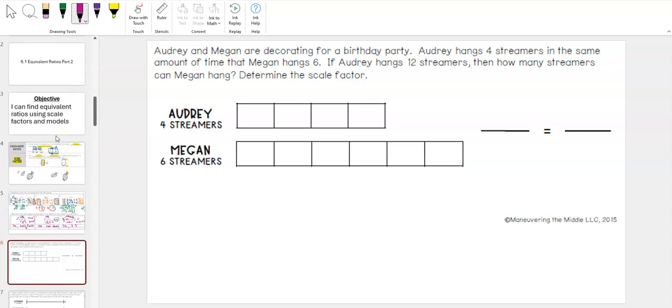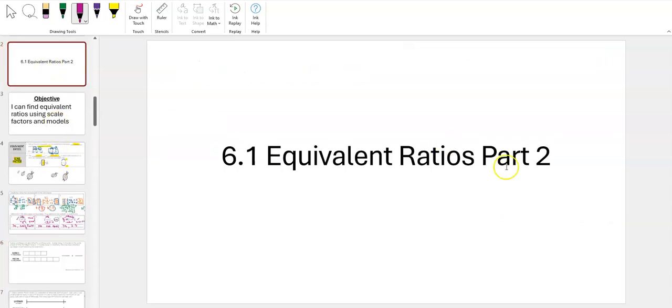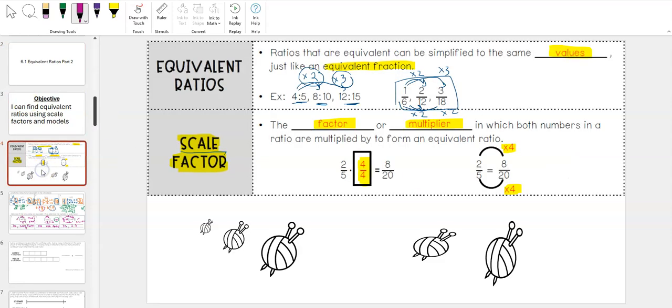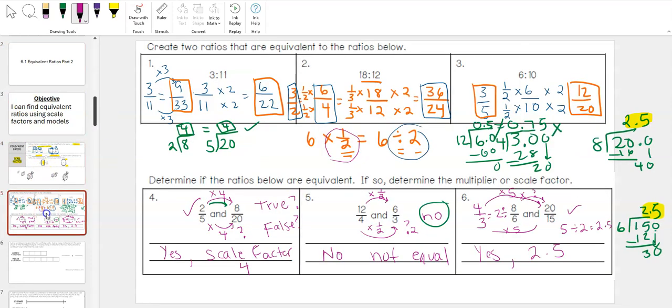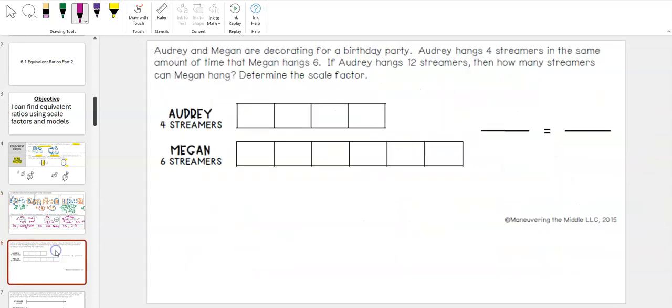Hello and welcome back to 6.1 Equivalent Ratios, Part 2B. If you were not with us when we went over these examples previously and vocabulary words about equivalent ratios, please find video Part 2A. Otherwise, join us here. We're going to start looking at some other ways to make equivalent ratios.